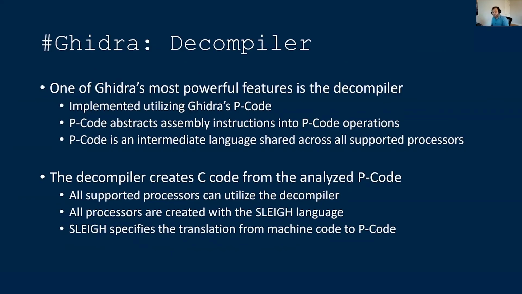And so it's not, just to be clear, and for the pedants out there, the C code is actually generated from P code, which is Ghidra's intermediate representation of the instruction set. And we can get into that later, or in office hours, if people have more questions about it. But essentially, the decompiler is able to generate C code from the analysis that Ghidra has done.